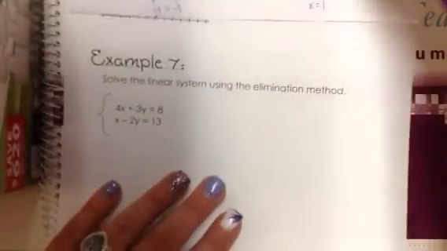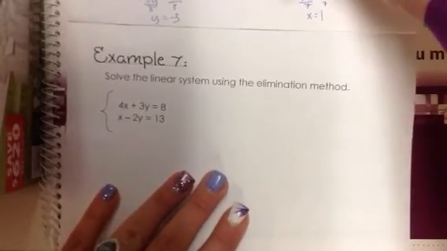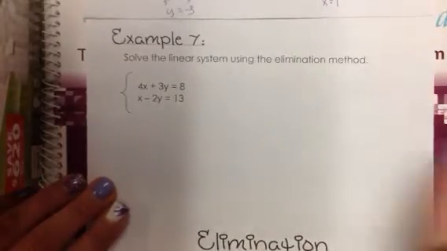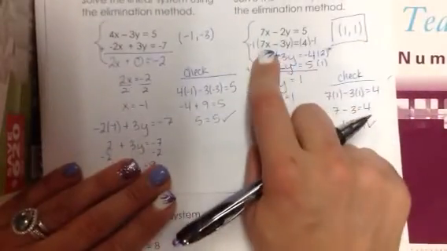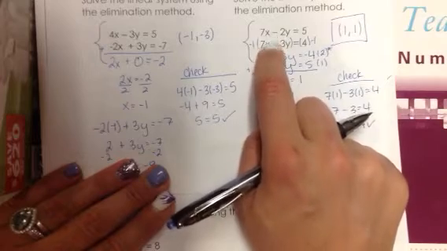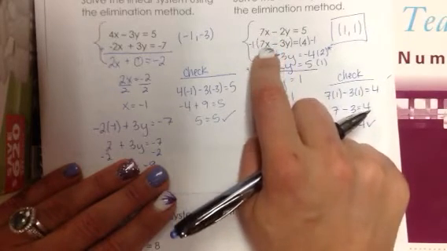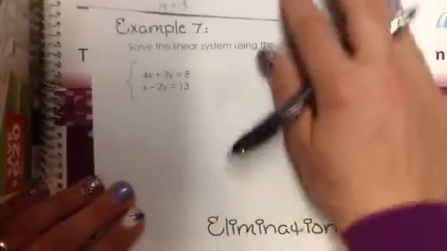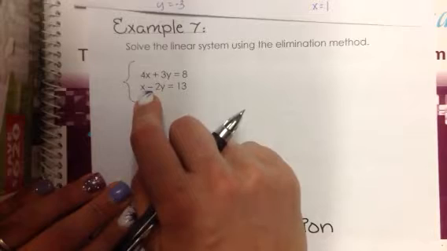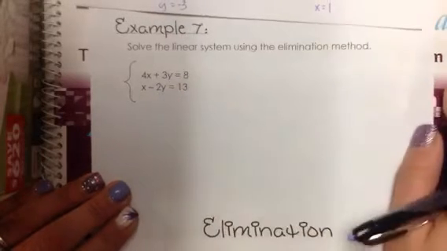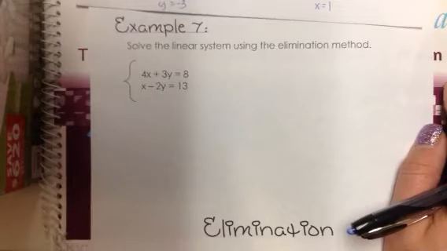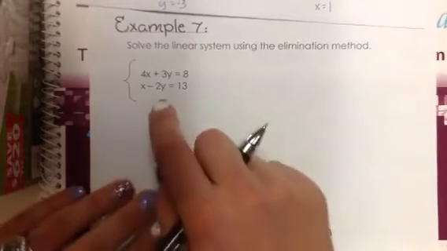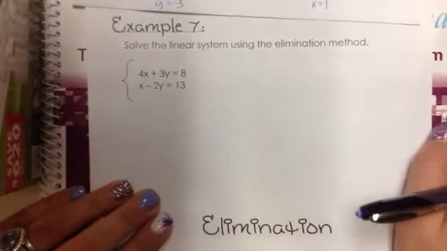Example 7 is a little different from example 6. So on example 6, we had to multiply by -1 because we already had that the x variables had the same coefficient. We just needed to make one the opposite coefficient so that they canceled out and made a 0. On this one, I have a 4x and an x, a 3y and a -2y, so I can't multiply by just -1. I need to multiply by a number that's going to make it so that I can eliminate one of the variables.